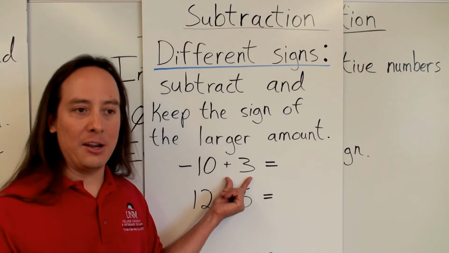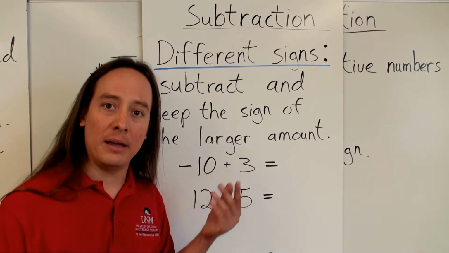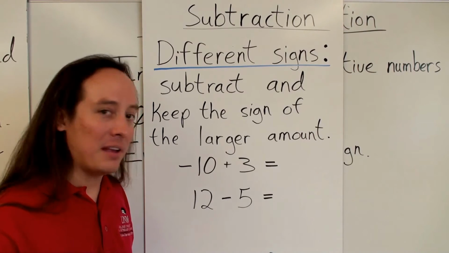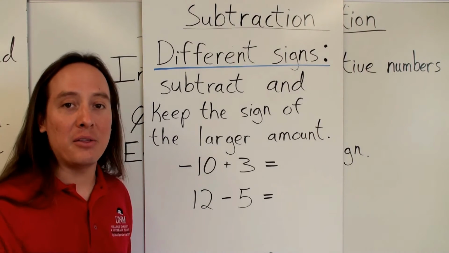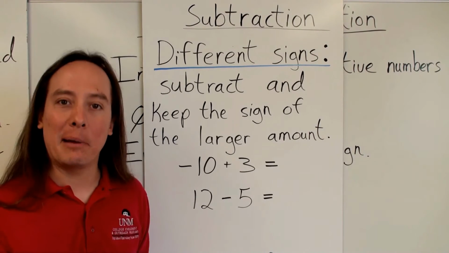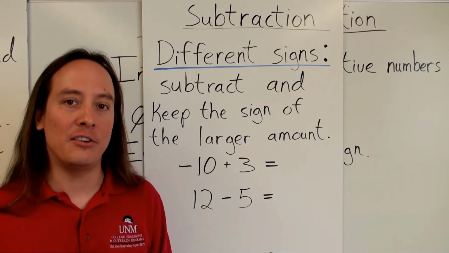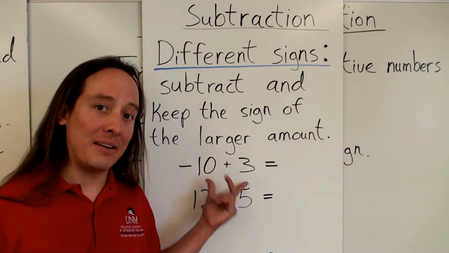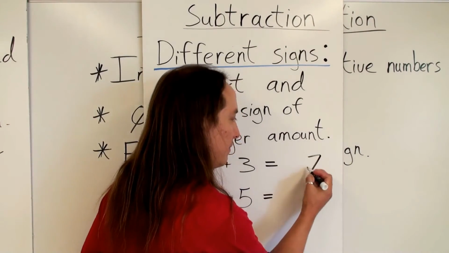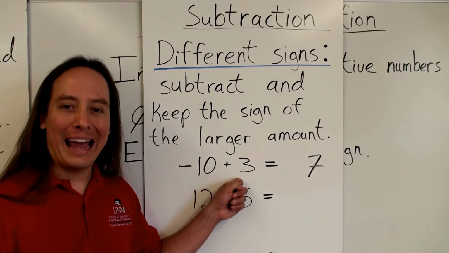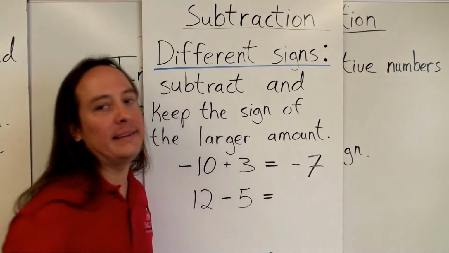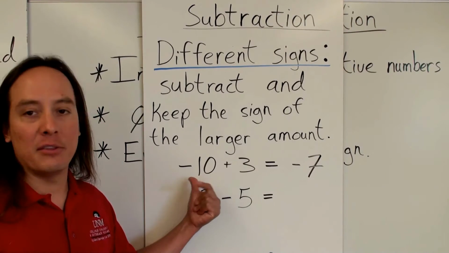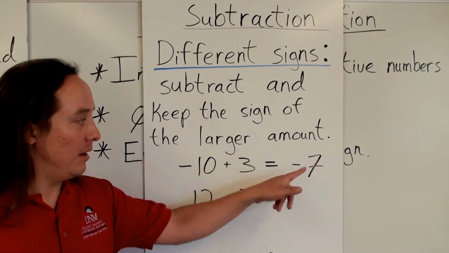You don't want the guy you borrowed the $10 from to get mad at you, so you make a good faith kind of thing where you say, well, I don't have the whole 10, but I'll pay you 3 right now and put it on my tab. I'll pay you 3 and I'll owe you $7. So anyway, 10 minus 3 is 7. But because we owe more than we have, we still are in debt. We still owe money. So in other words, we keep the sign of the bigger number. 10's bigger, 10's negative, our answer's negative.